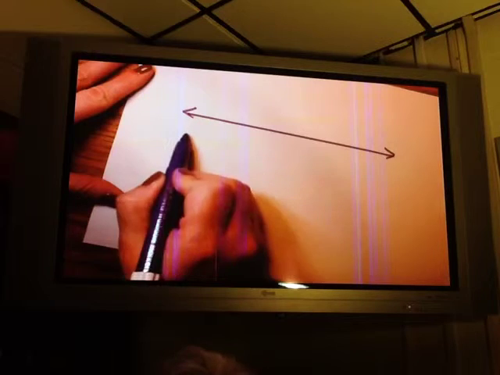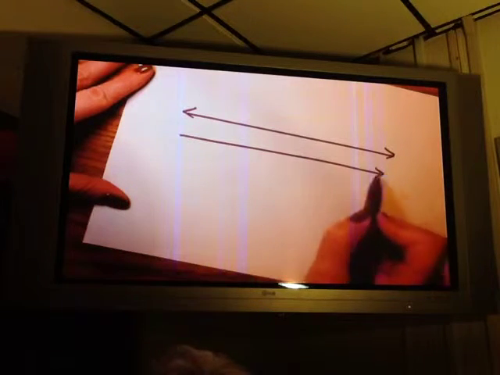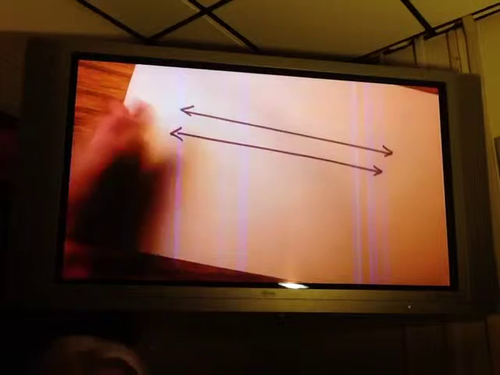Okay, on your paper, listen up. Here we go. On your paper, we want to draw a set of parallel lines. So draw yourself 2 lines that are parallel. I have mine turned landscape. You can turn it either way, doesn't matter to me. So there's your set of parallel lines.